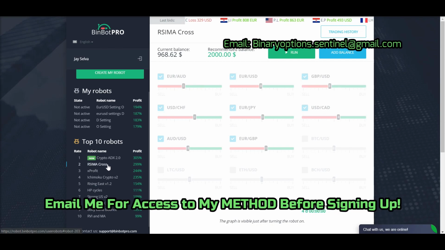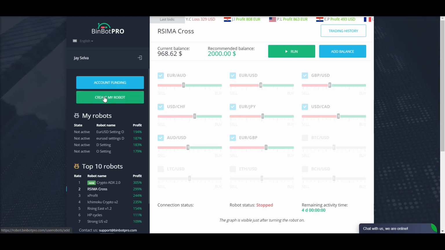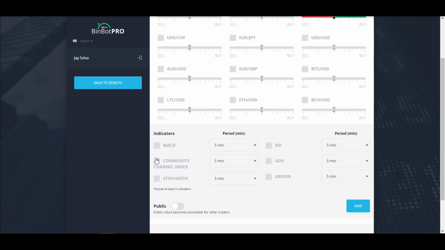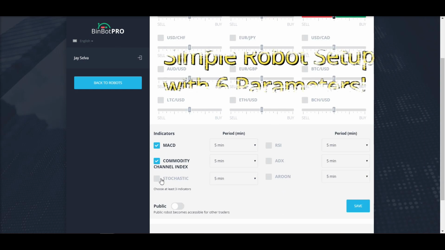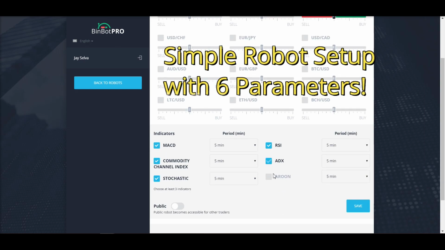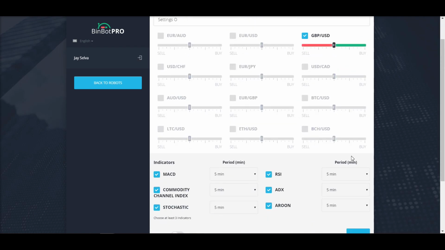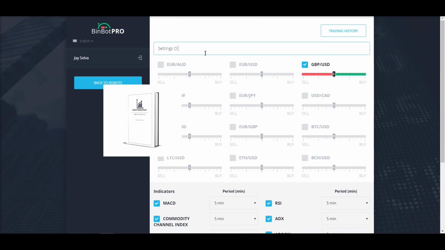So I did the next best thing, which is to set up my own robot with my own parameters. That is one of the cool features within Binbot Pro that allows us to make our own robot. Don't worry, it's very simple, just a few simple steps to create a robot within the Binbot Pro trading software.